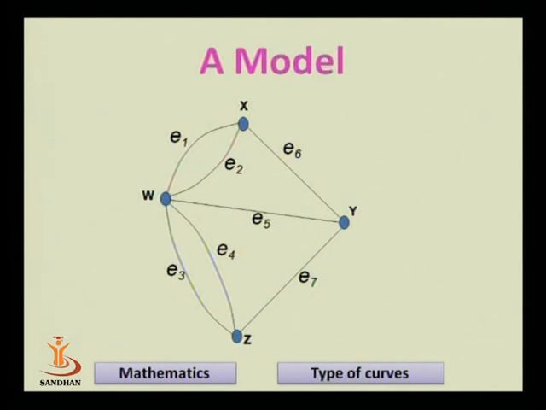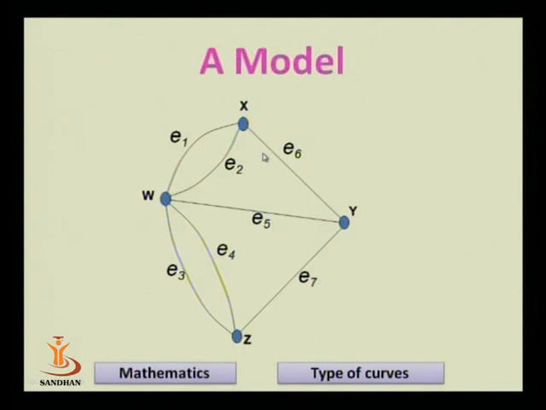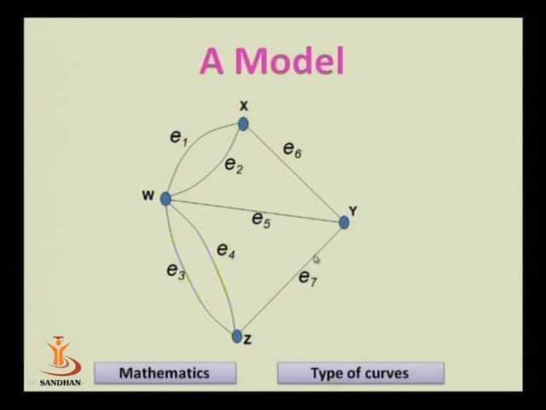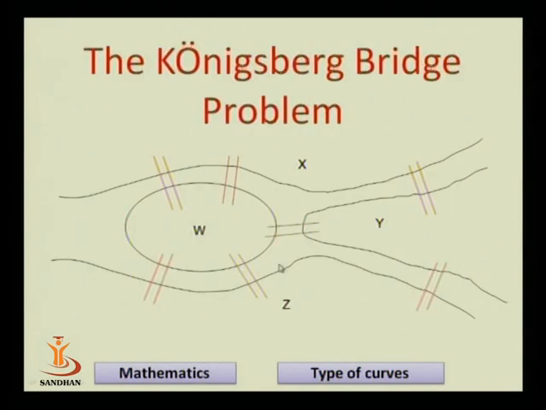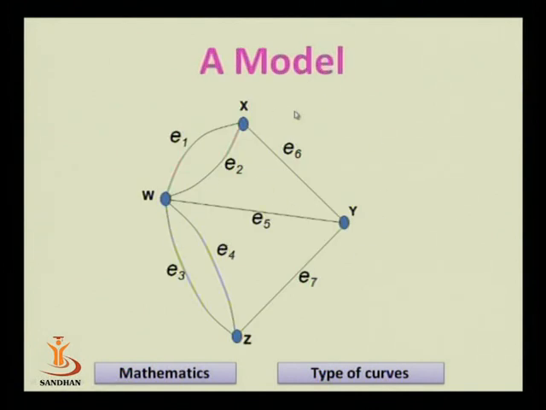Now here, two islands W and Y and X and Z, we take as a vertex, as a region, and these edges E1, E2, E3, E4, E5, E7 are paths or bridges between two regions, and an edge is a path between two regions. This Konigsberg bridge problem we put in a network diagram, a mathematical model.